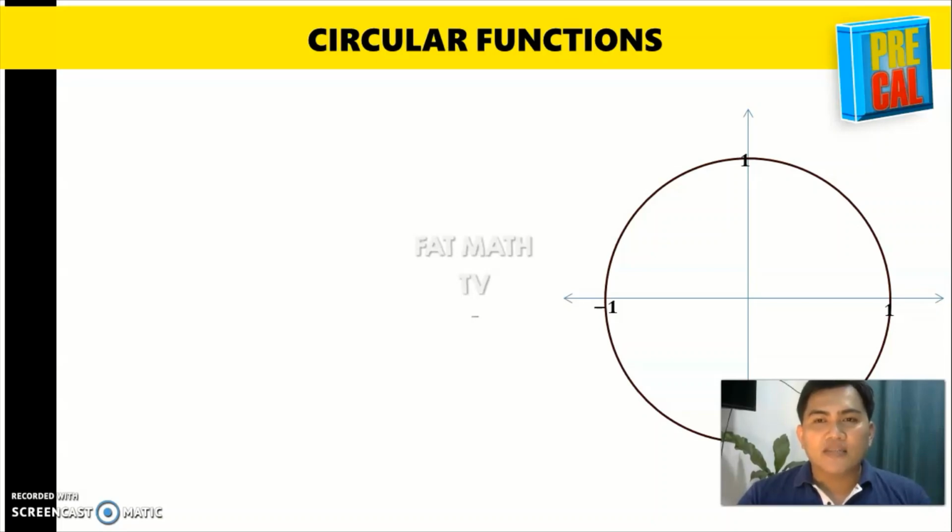Circular functions. Each angle in a unit circle has a corresponding terminal side, and this terminal side has an intersection with the unit circle, and we call that the terminal point. This terminal point has coordinates x, y, and from this we will define our 6 trigonometric functions.